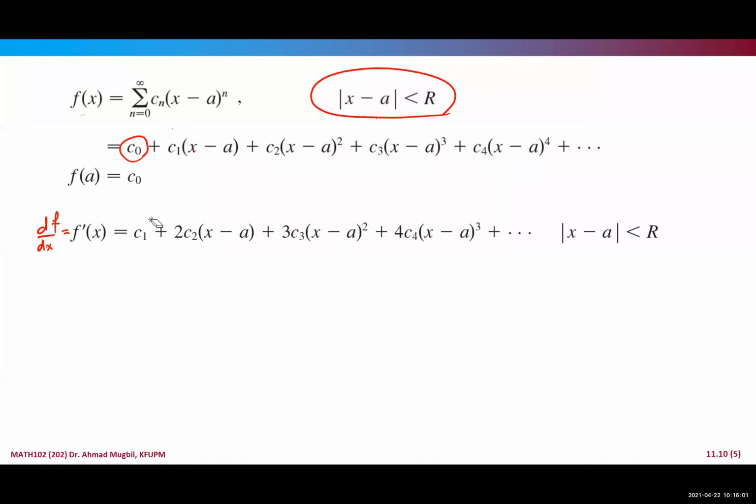Now this will be c1, c2, 2c2, 3c3 squared, 4c4 to the power 3, and so on. But you know that the derivative will still have, of course, the same radius of convergence. Now if you substitute x equals a, if you evaluate the function at a, this will be 0, 0, 0.